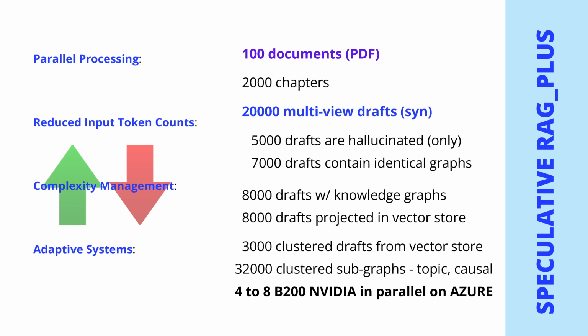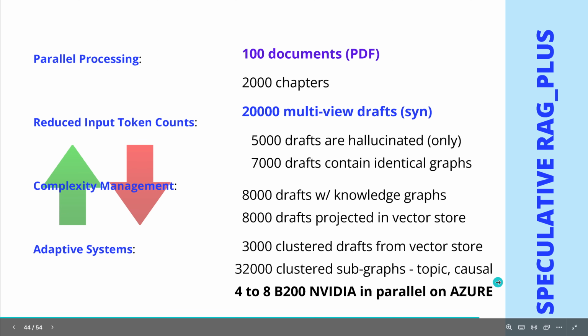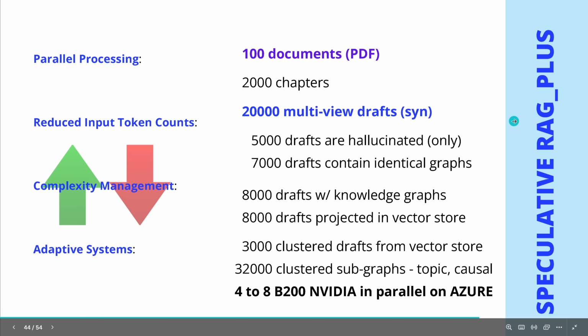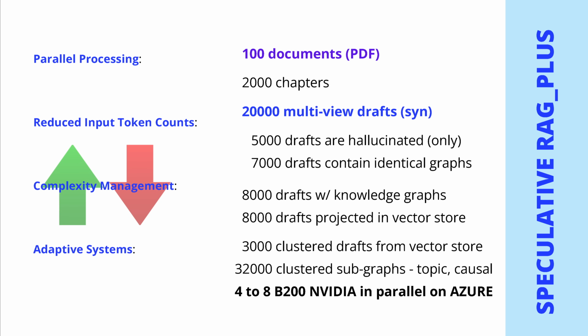but if you think about 4 to 8 B200, the Blackwell 200 NVIDIA GPU, I hope they can be run in parallel now on a future Azure network, and then I will be able to analyze here the content of 100 PDF documents with this brand new and extended version of a speculative RAG by Google, plus the new insights by Microsoft for a GraphRAG system, and plus I have some further ideas, but maybe I should keep this up for a later video.